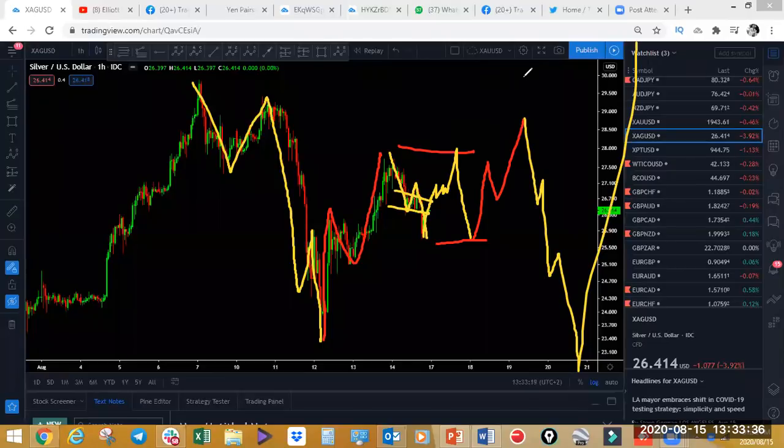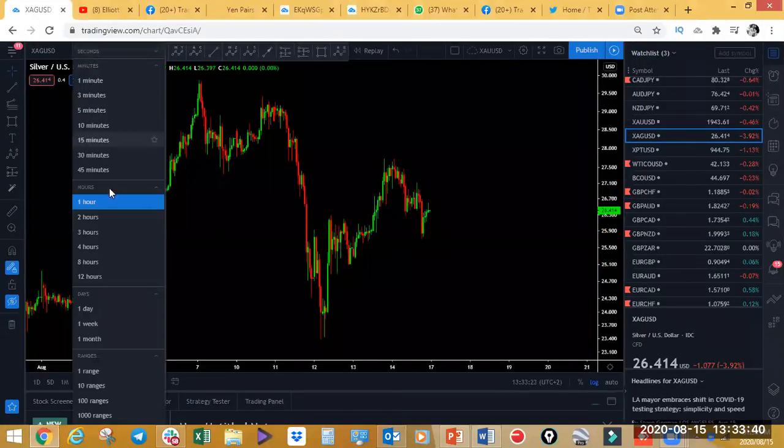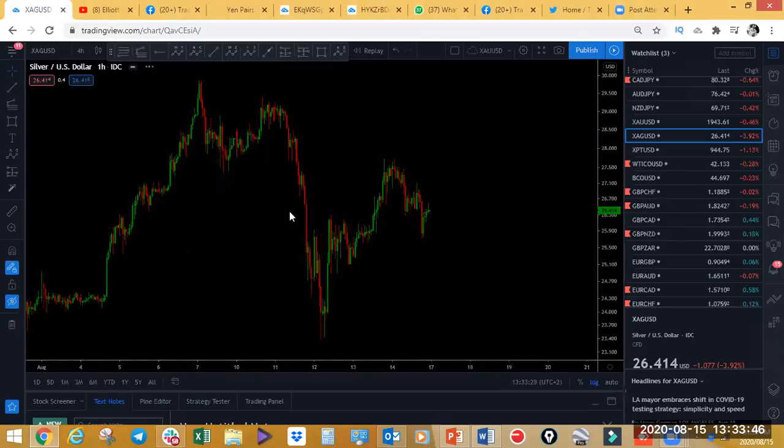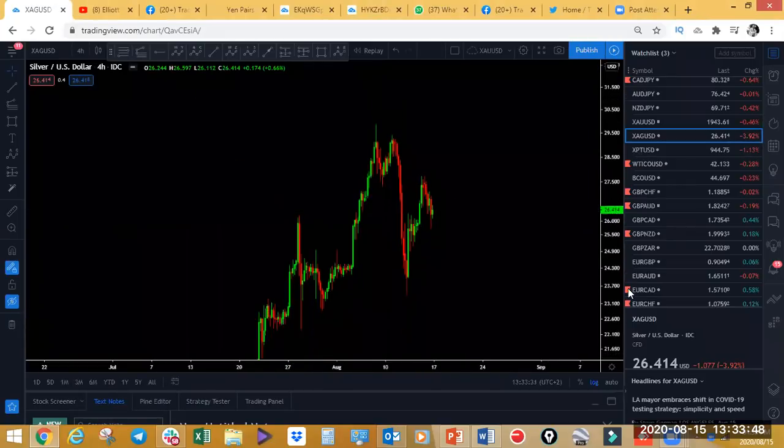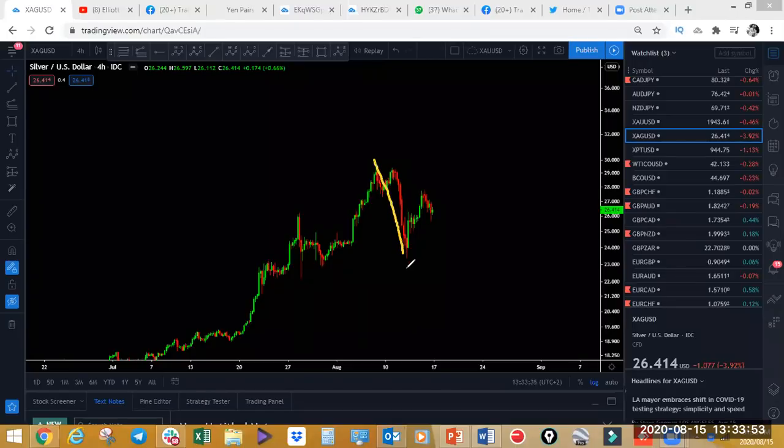Let's have a look on the 4 hour. So silver is 5 waves down. Now you can see why I'm saying 5. That's because you can see the 5 waves in the lower degree. We made a 3-wave move to the upside. We made a 3-wave move to the upside.